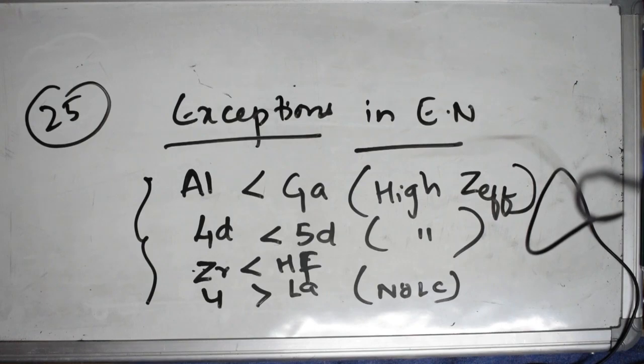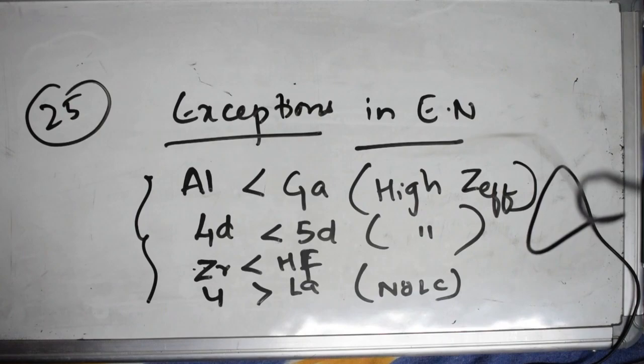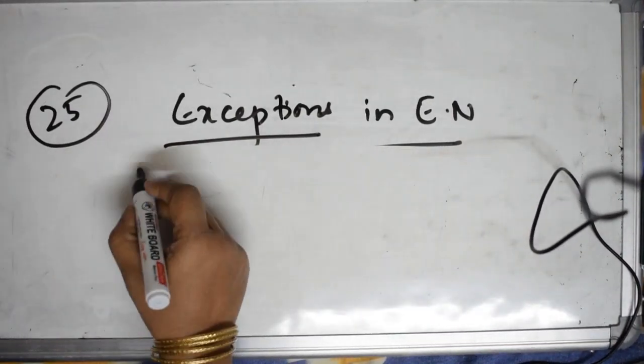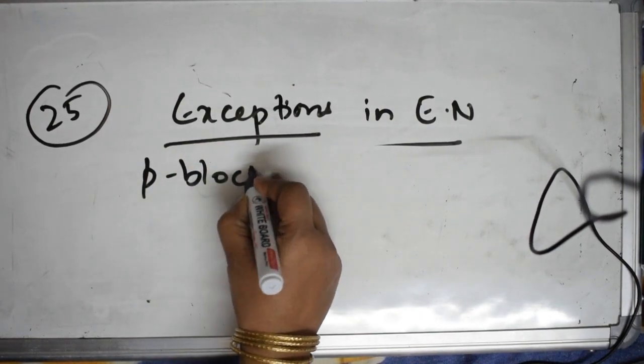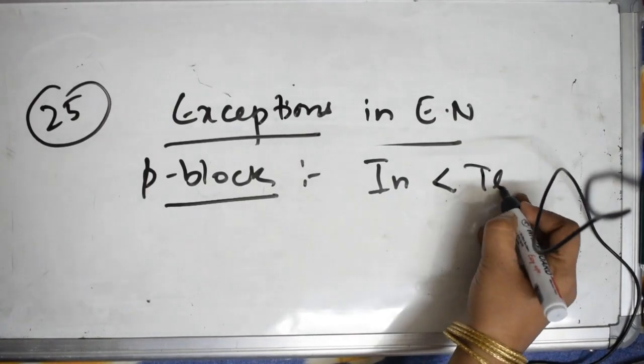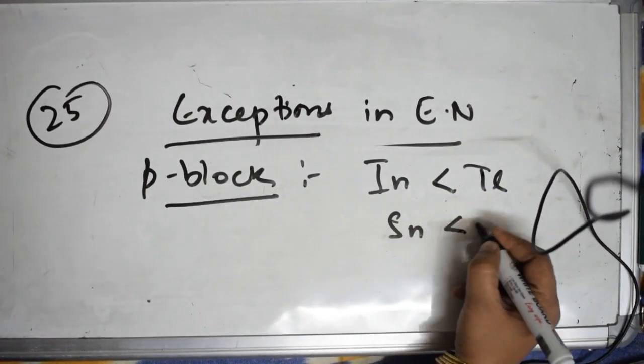Now if I have to see the p block elements in the exception case only, I'll erase this. Remember, in terms of the p block, the exceptions which are seen, I have written only exceptions, students. Indium is less than thallium, tin is less than lead.